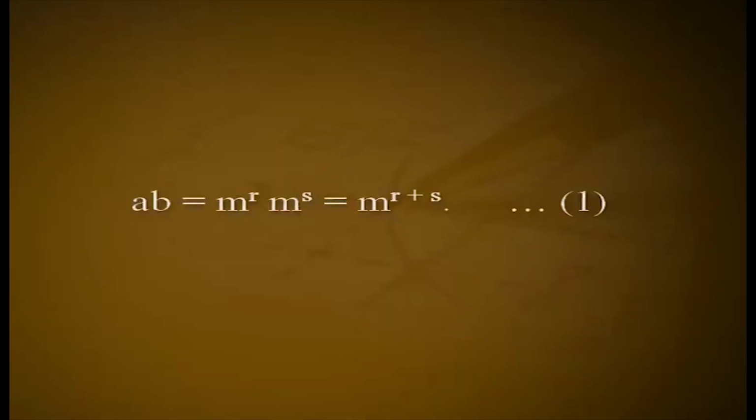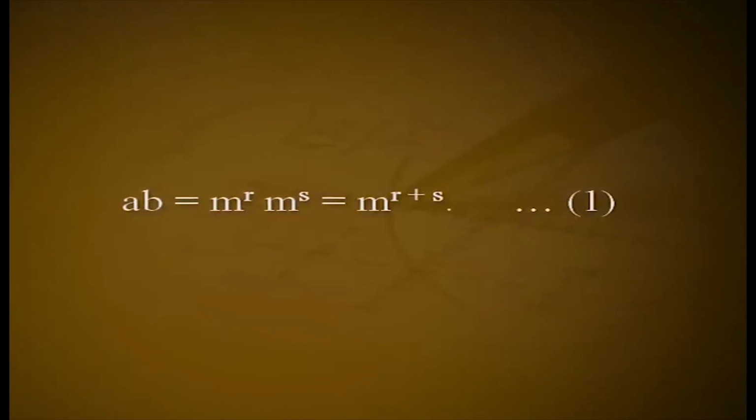Closure property. Let a, b belong to G, then there exist integers r and s such that a = m^r and b = m^s, so that ab = m^r m^s = m^(r+s), equation number 1. Since r + s is an integer, ab is also an integral power of m. Hence, ab belongs to G, showing that G is closed under multiplication.